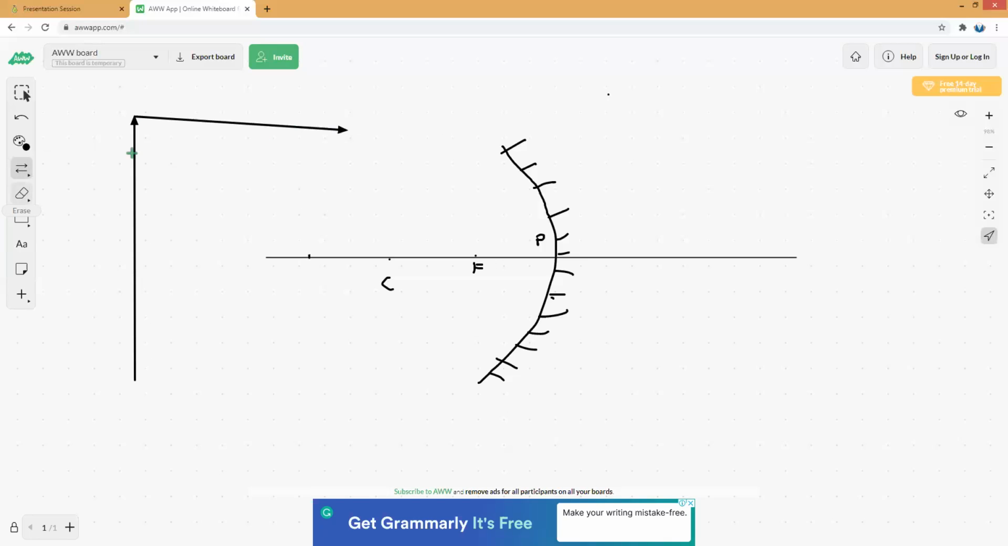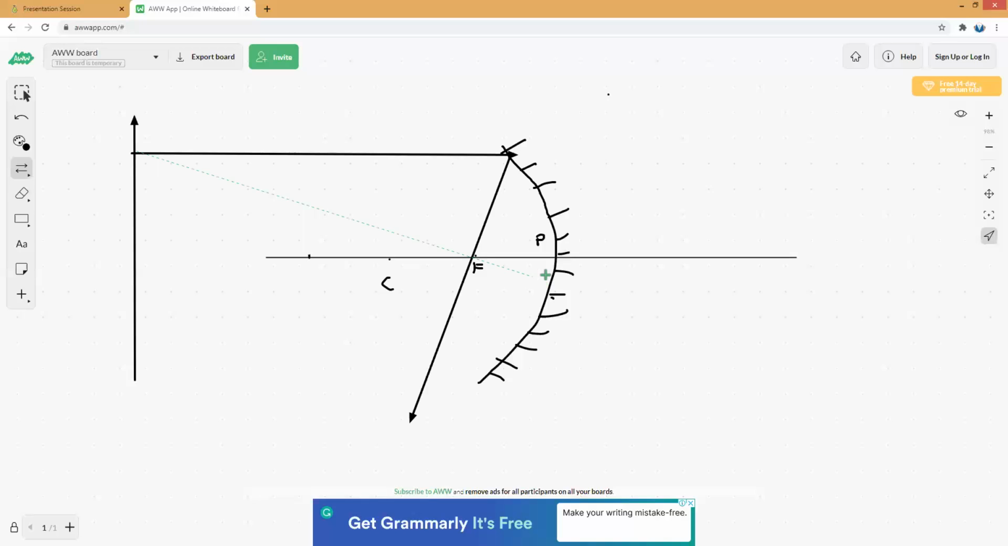So this is infinity. The first ray is parallel to the principal axis, and it will pass through the focus. The second ray passes through the focus and goes parallel to the principal axis. So you can see that the intersection point is at the focus. So that is the first one: the image is point sized and inverted. We did this. Now for the second one, let me just clear the screen.